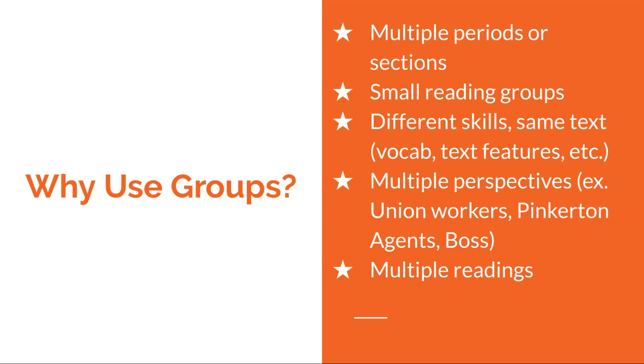Similarly, if you have different skills, maybe you have a class and some of them are working on a comprehension skill and others are working on a vocabulary skill, but you want them to have the same understanding at the end of the text, you could give them two different groups, one group for vocab, one group for comprehension.